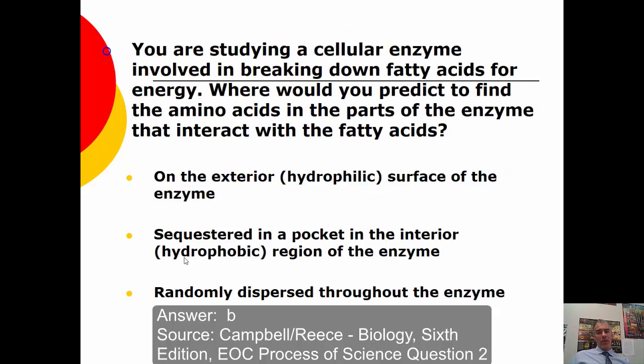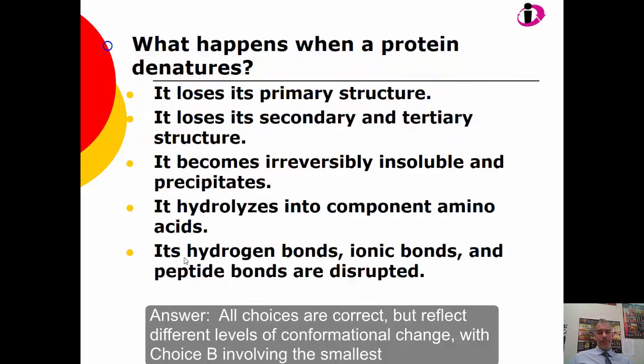So here's some quick questions. If you're studying a cellular enzyme involved in breaking down amino acids for energy, where would you predict to find the amino acids in the part of the enzyme that will interact with fatty acids? Think back. What did I say we can break everything down into? Opposites attract, likes dissolve likes. Fatty acids are what? They're hydrophobic. So where would you find the amino acids that would interact with fatty acids? Probably on the inside, the hydrophobic region of the enzyme. Does that make sense? Because likes want to be around likes.